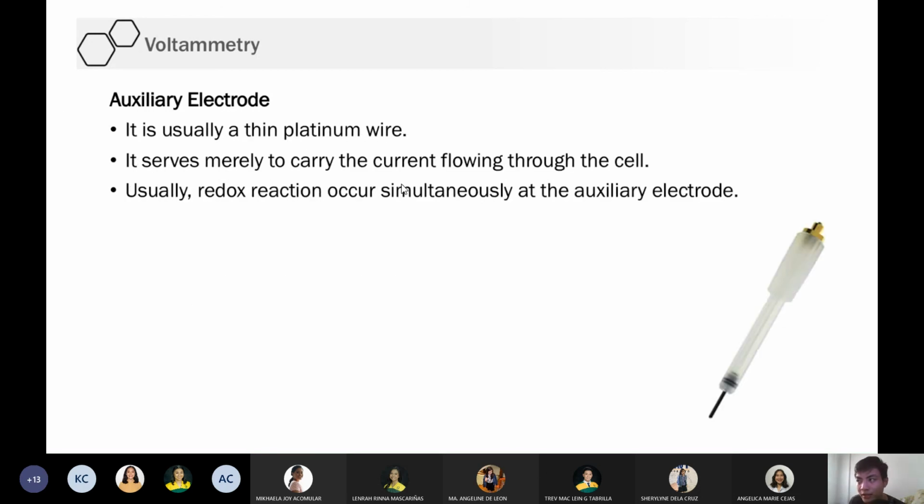And for auxiliary electrode, ito yung taga-measure ng current na. Ito yung taga-bring or taga-receive ng current. Andun lang siya. Standby lang siya sa mga nangyayari.